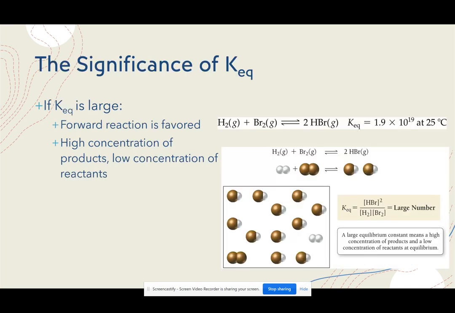The value of K tells us a lot about the reaction. So if your KEQ is large, that means the forward reaction is favored. Another way you can say that is that it favors the products, meaning at equilibrium, you will have a higher concentration of products than reactants. So in this reaction here, I have a KEQ of 1.9 times 10 to the 19th. That's very, very large. So at equilibrium, I'm going to have mostly HBr, very little hydrogen and bromine.